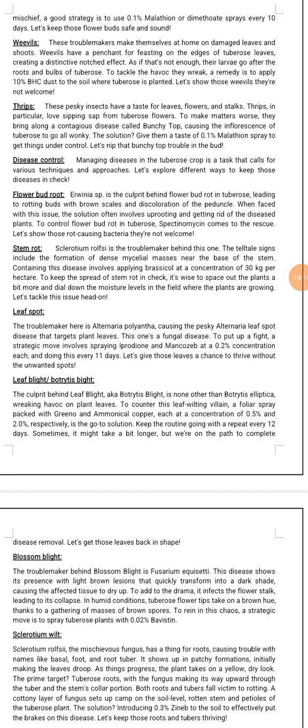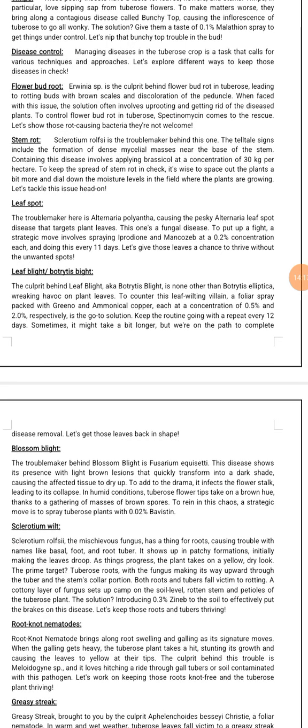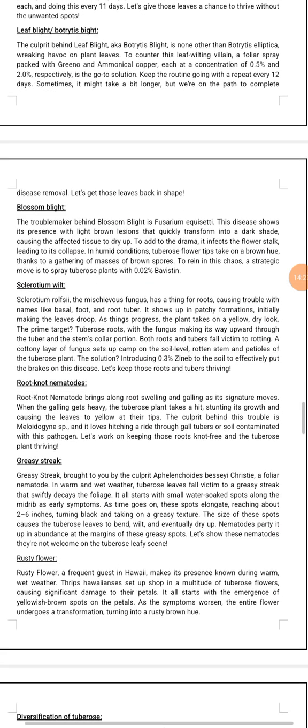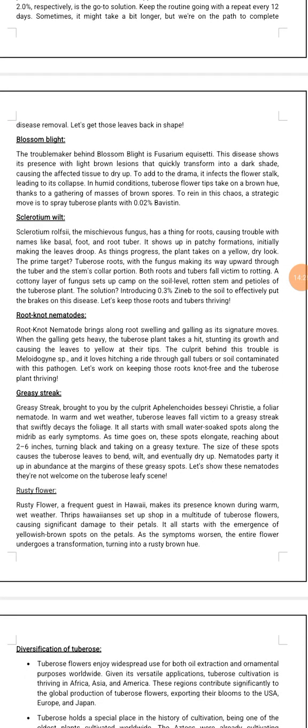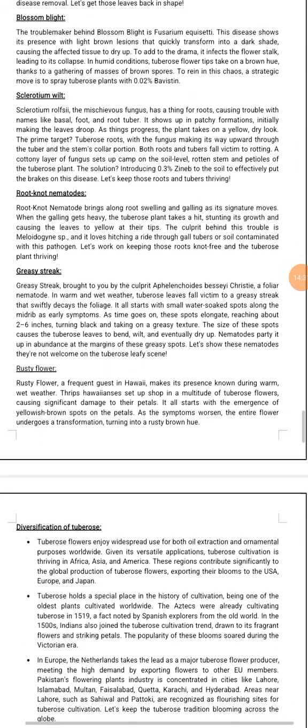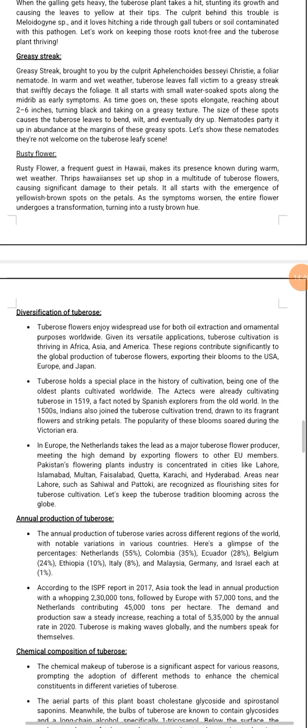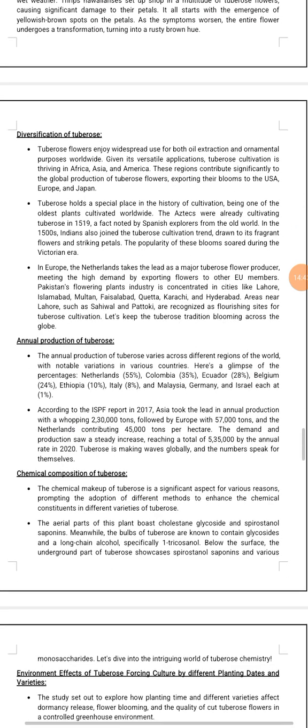Next is the disease control. For the disease control we have to apply chemicals for the stem rot and for the leaf spot and leaf blight, botrytis blight. These are the diseases which will affect the growth of the plant. So to control their growth is a significant factor. Next is greasy streak, rusty flower, diversification of the tuberose.